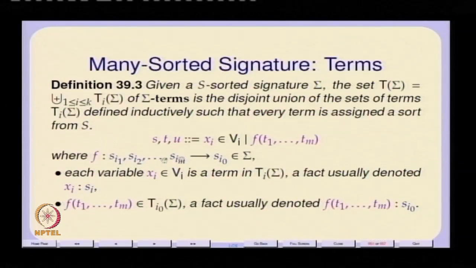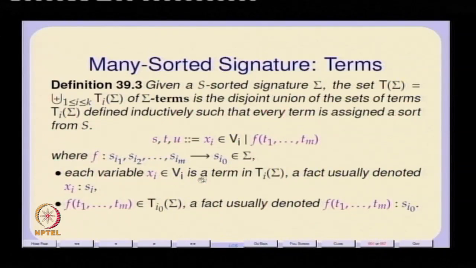Now if I had a function f which was of type Si1, Si2 to Sim going to Si0 belonging to this signature, and if I had terms T1 to Tm which were respectively defined as being of sort Si1, Si2, Sim respectively, then the net result of applying this function on these terms is to give you a term which belongs to the sort Si0. So that is what we are saying here.